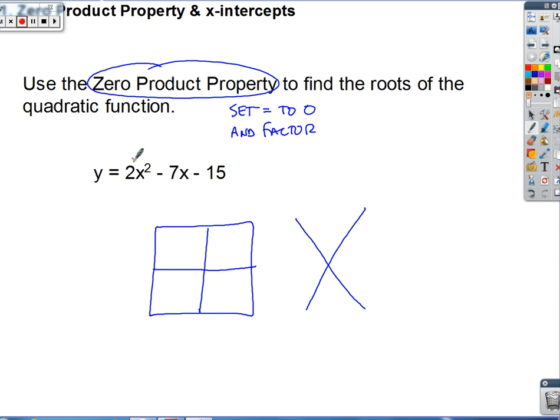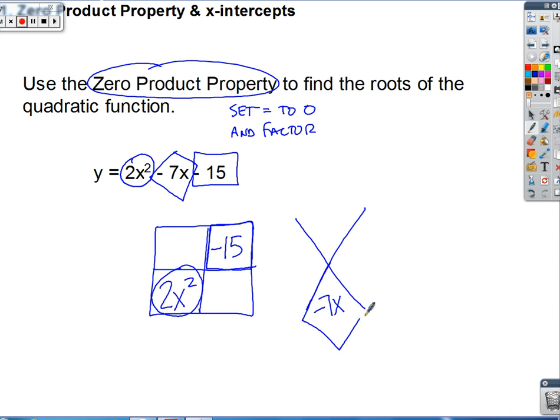Keep in mind that the x squared value, 2x squared, always goes in the bottom left corner. The negative 15, or the constant value, always goes in the upper right corner, and your b value, or your middle term, always goes in the bottom of the diamond. All right, so that's the setup of the factoring.